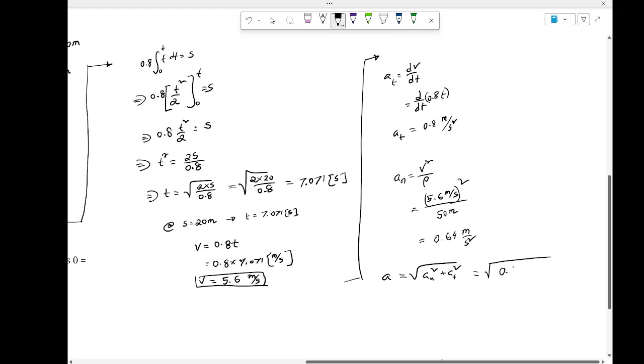What is the value that you are getting? 0.64 square, 0.8 square, meter per second square, right? So the A should be equal to 1.02. Is that the value everybody got? For some reason, I don't have the value here. I don't know why.